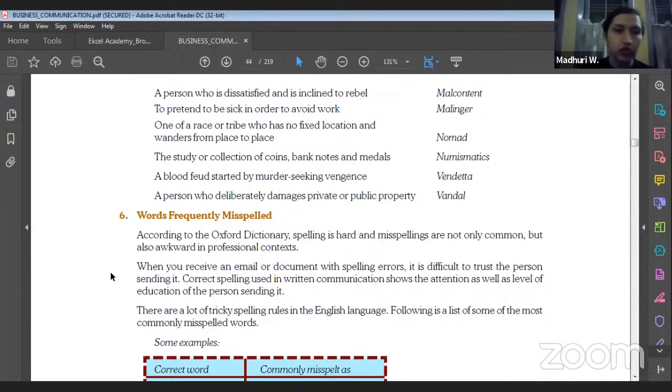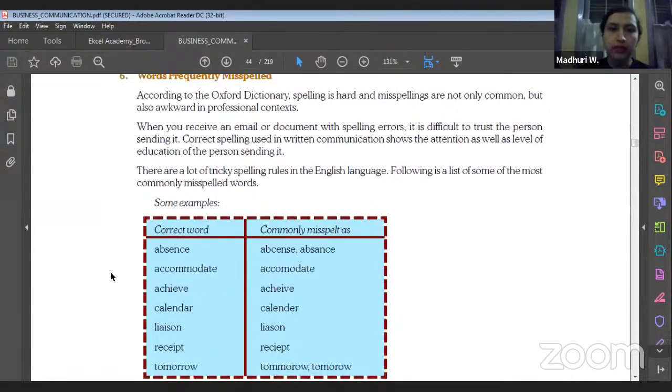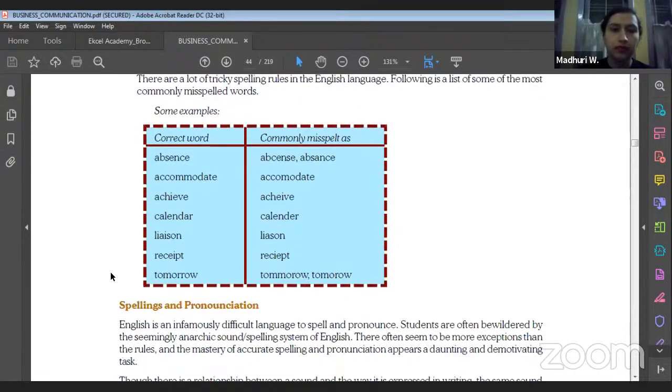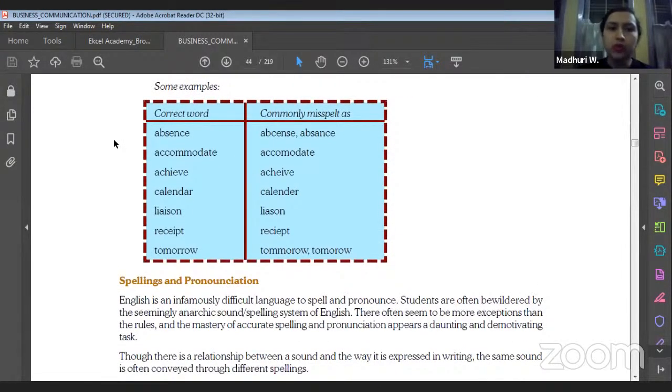Let's now come to words that are frequently misspelled. Right? So some of the common words that are incorrectly spelled, right, are absence. So a lot of people write it this way. Accommodate has two C's and two M's, right? Some people just forget to write the other M. Achieve, I before E. But they write sometimes E before I, right? So that is incorrect here. Calendar has an A. Some people write with an E, right? That is wrong.